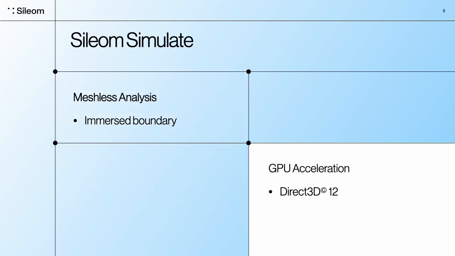Secondly, by taking advantage of GPU acceleration, Sileom Simulate is able to leverage significant parallel execution of its solver routines. And you're not locked into a particular vendor. It works on almost all Direct3D12 capable GPUs.